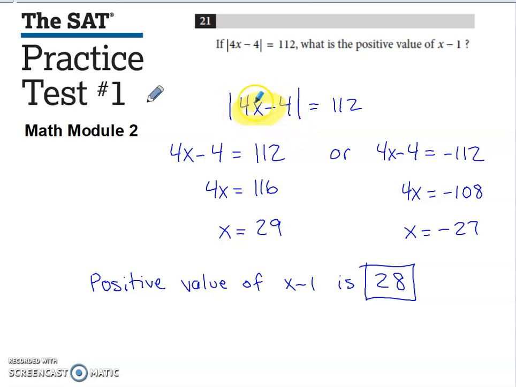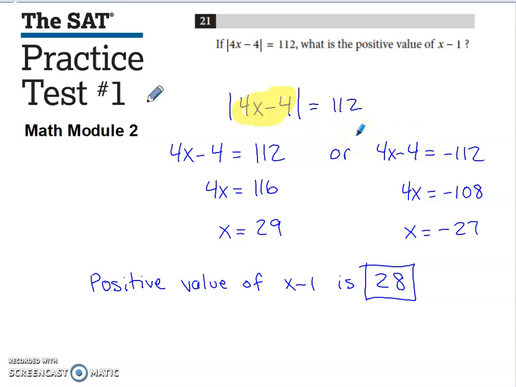Once the absolute values are isolated, you're going to need to realize that there are two numbers that could go inside this set of absolute values that have an absolute value result of 112. What I just highlighted, 4x minus 4, can actually equal 112, right? Absolute value of 112 is 112. Or what I highlighted here could equal negative 112, since the absolute value of negative 112 is positive 112.